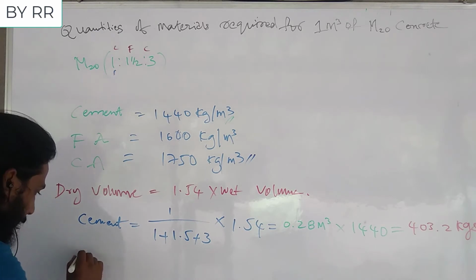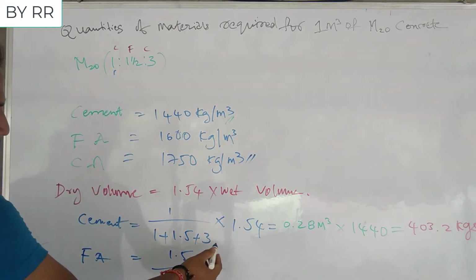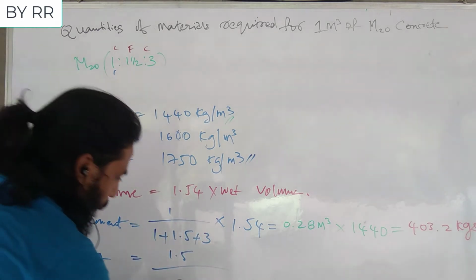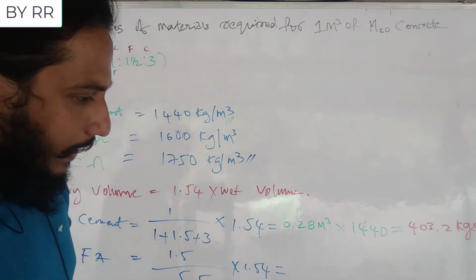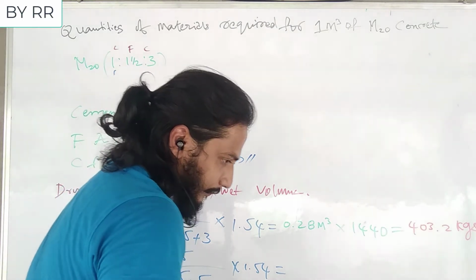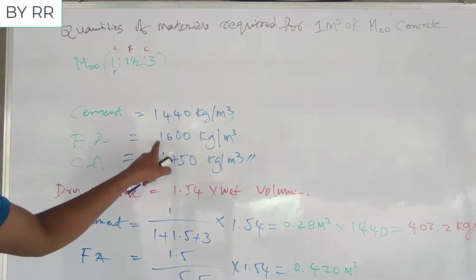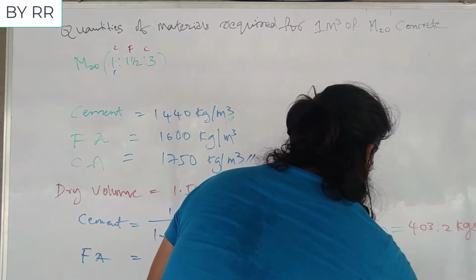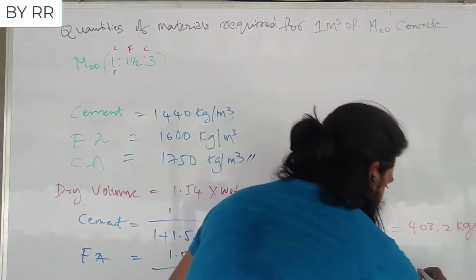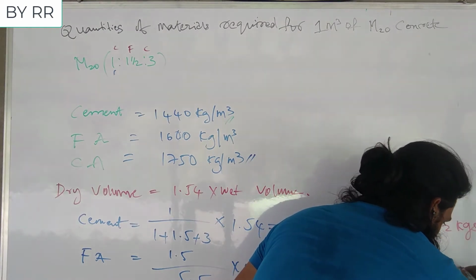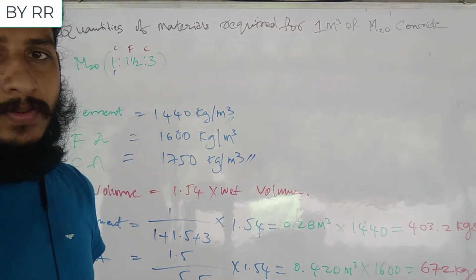Coming to the fine aggregate, take 1.5 divided by the total, 3 plus 1 plus 1.5, that is 5.5, into 1.54. That is equal to 0.420 cubic meters. Multiply this by 1600, and there we will get the value in kgs, which is 672 kgs. Okay, 672 kgs.